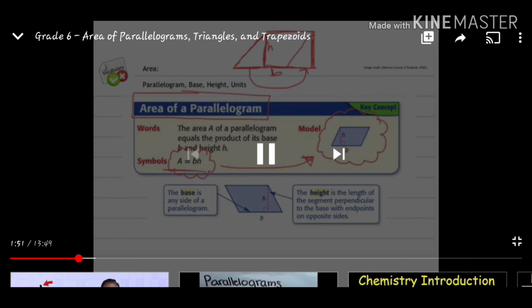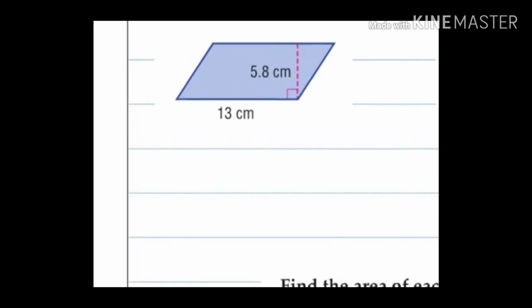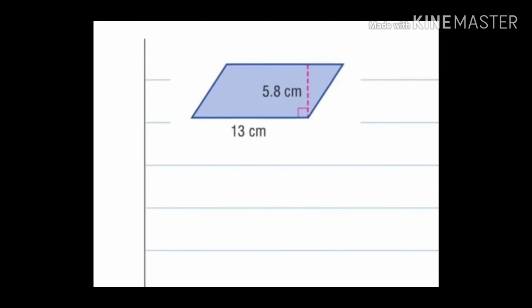with your formula. So if we look at a few, we have this parallelogram. The base is 13 centimeters and the height is 5 8/10 centimeters. So you should write this down or draw this in your notebook and then take a second and find what the area would be.